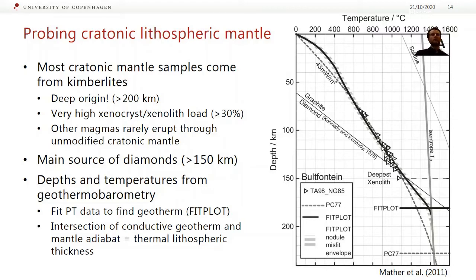Kimberlites seem to have a very deep origin, at least 200 kilometers depth, and they can carry a huge load of xenocrysts and xenoliths, and this can be up to 30% by mass of the overall kimberlite. So they're almost bringing up as much material with them as the melt itself. Also, because cratonic mantle is very thick and tends to be very refractory, we don't tend to get many magmas erupting through it. So this is basically our primary source of cratonic mantle xenoliths and information about the cratonic mantle. They're also the main source of diamonds.